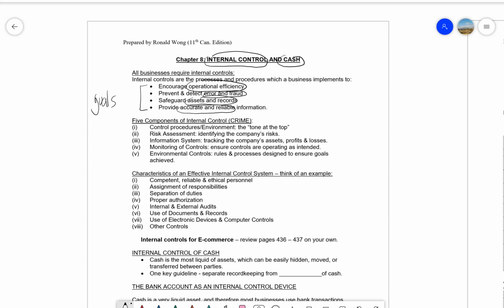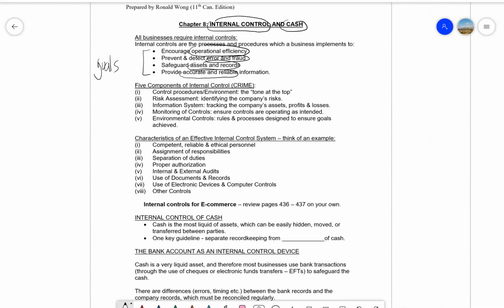Now, the next component is talking about 5 components of internal controls, or 5 parts of internal controls. And the textbook basically uses this acronym CRIME. So there's 5 parts to internal controls. The first one is control procedures, or the control environment. And they talk about the tone at the top.